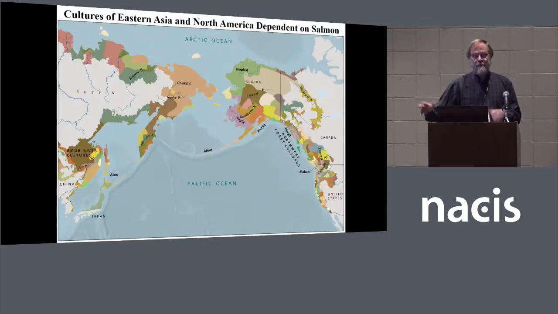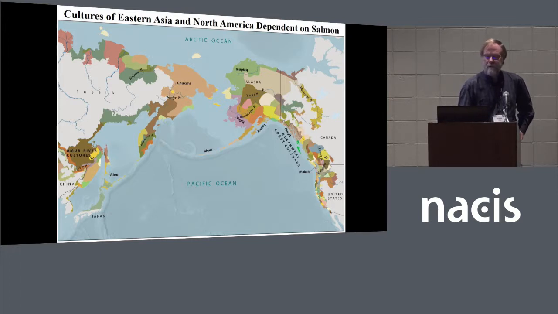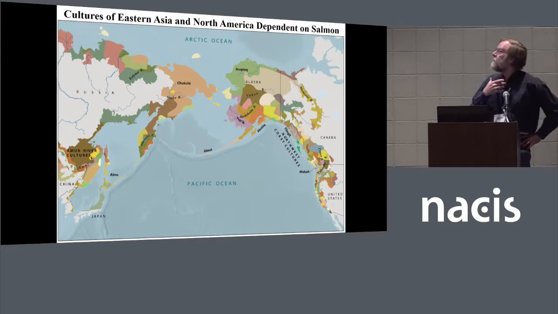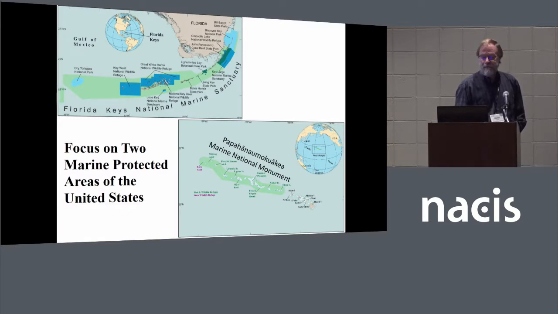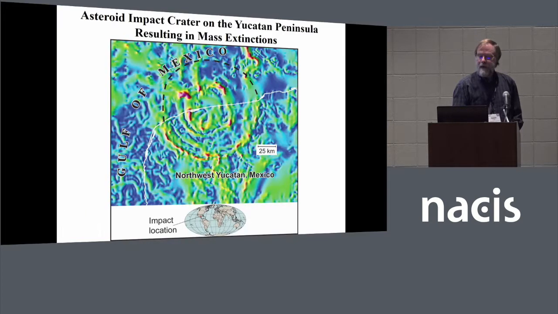And then toward the back of the Ocean Hall is some culture, a number of cultures dealing with Eastern Asia and North Americans, cultures that were dependent upon salmon, and people can stop and look at this for a while. And then we also have a focus on a couple of marine protected areas, and people will stop and study that for a while.